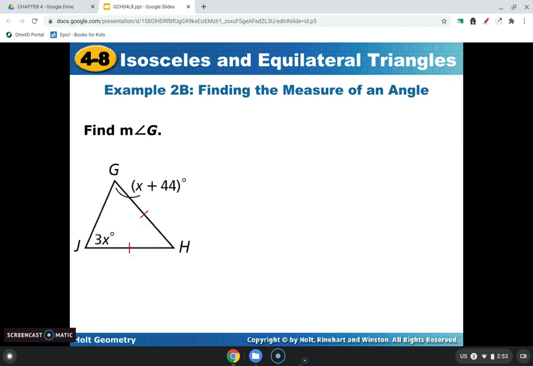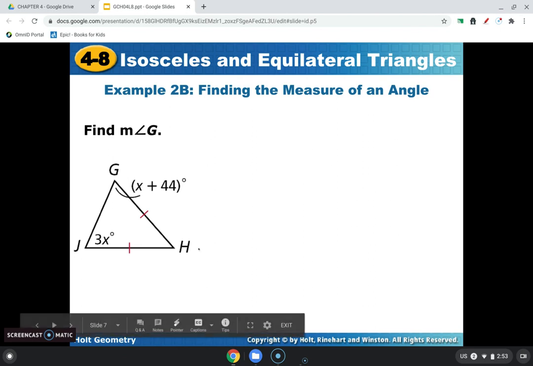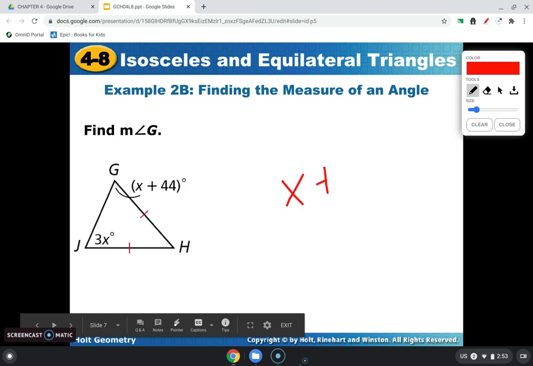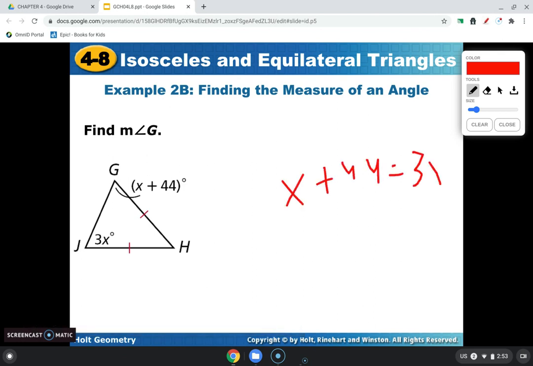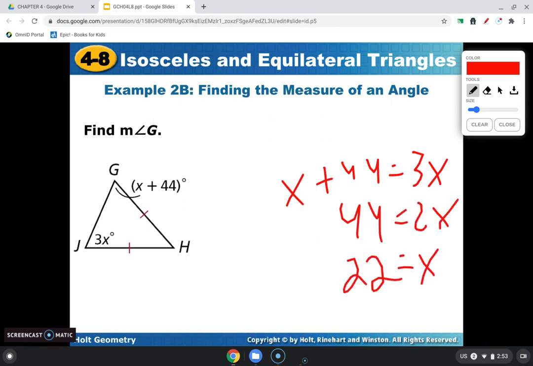Find the measure of angle G. Well, this triangle is isosceles because the legs are marked as such, so we can set the expressions equal. x plus 44 equals 3x. Subtract x, divide by 2, so x is 22. Plug it in, you get 66 degrees.